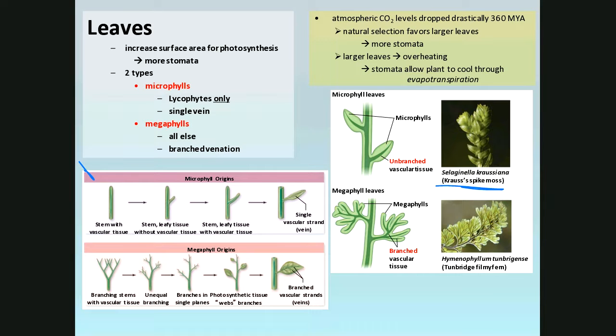Now those work, right? Obviously, if they didn't work, those organisms wouldn't be around today. But the typical kind of leaf that you see is the leaf that has branched venation, right? It's got several of those conducting tubes going through it. Here's how we think that may have happened. We get a branching stem with vascular tissue. Initially, the branching is unequal.